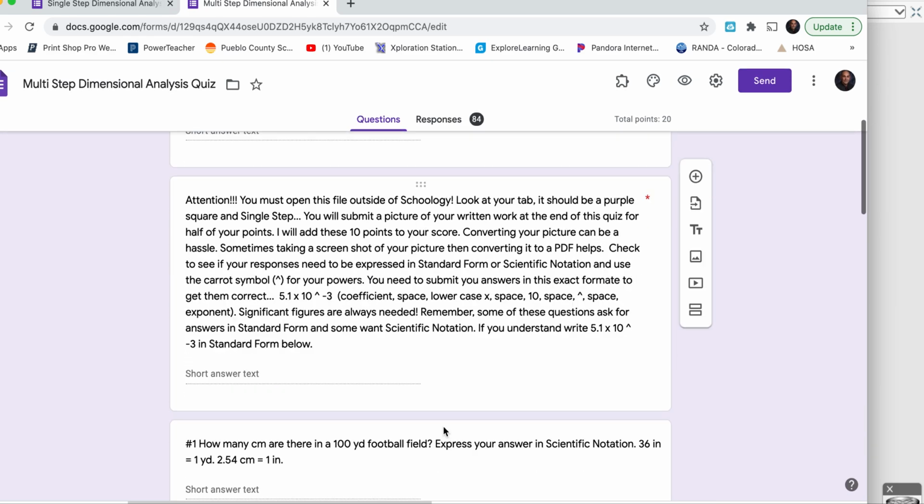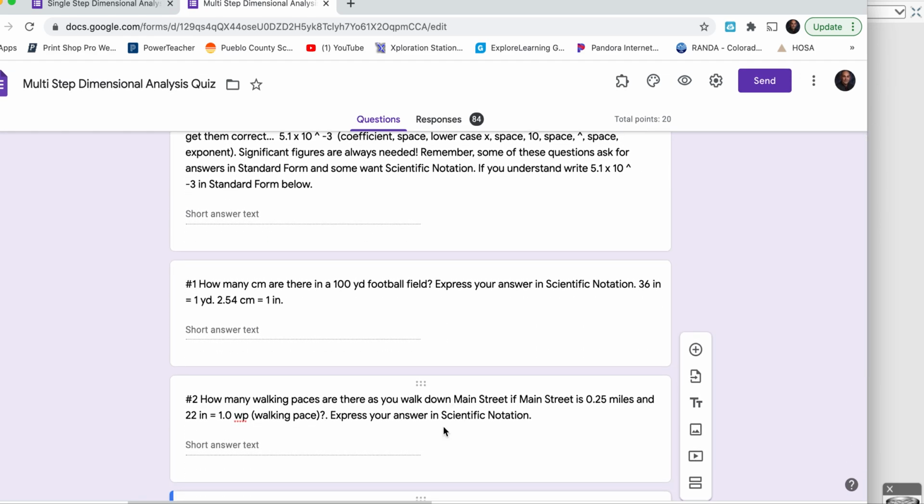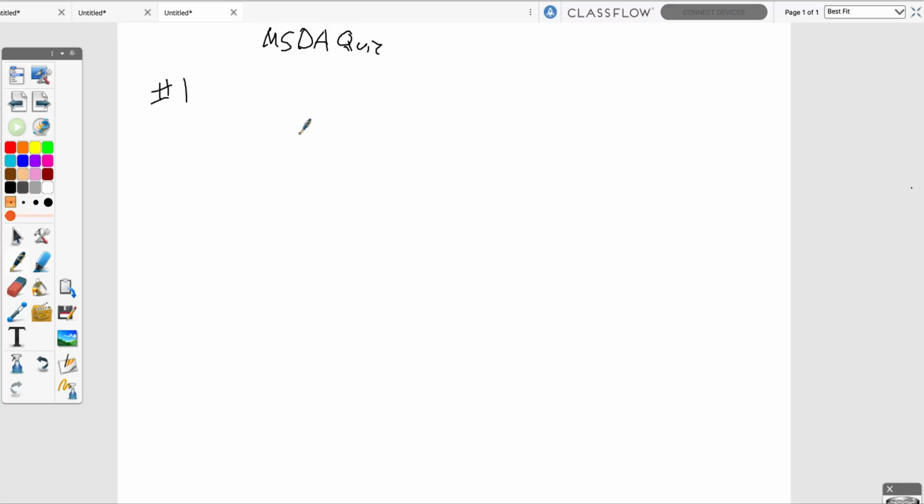All right, number 1. On this one, it says how many centimeters are there in a 100-yard football field? And it gives us inches to yards and centimeters to inches. So that's telling us kind of how they want to set the problem up. So we have 100 yards equals how many centimeters?